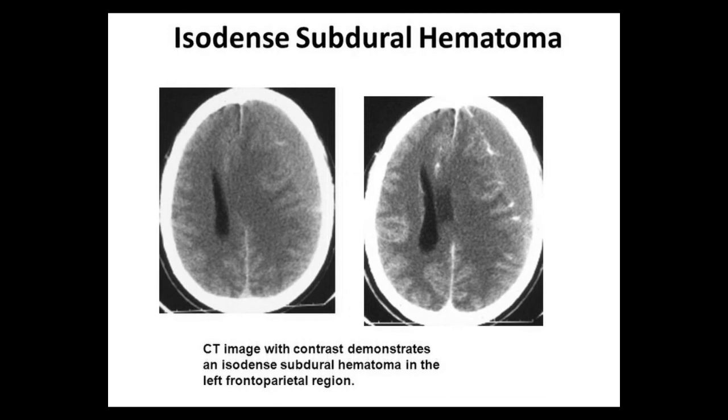This is the case of isodense subdural hematoma. This CT image with contrast demonstrates an isodense subdural hematoma in the left frontoparietal region.